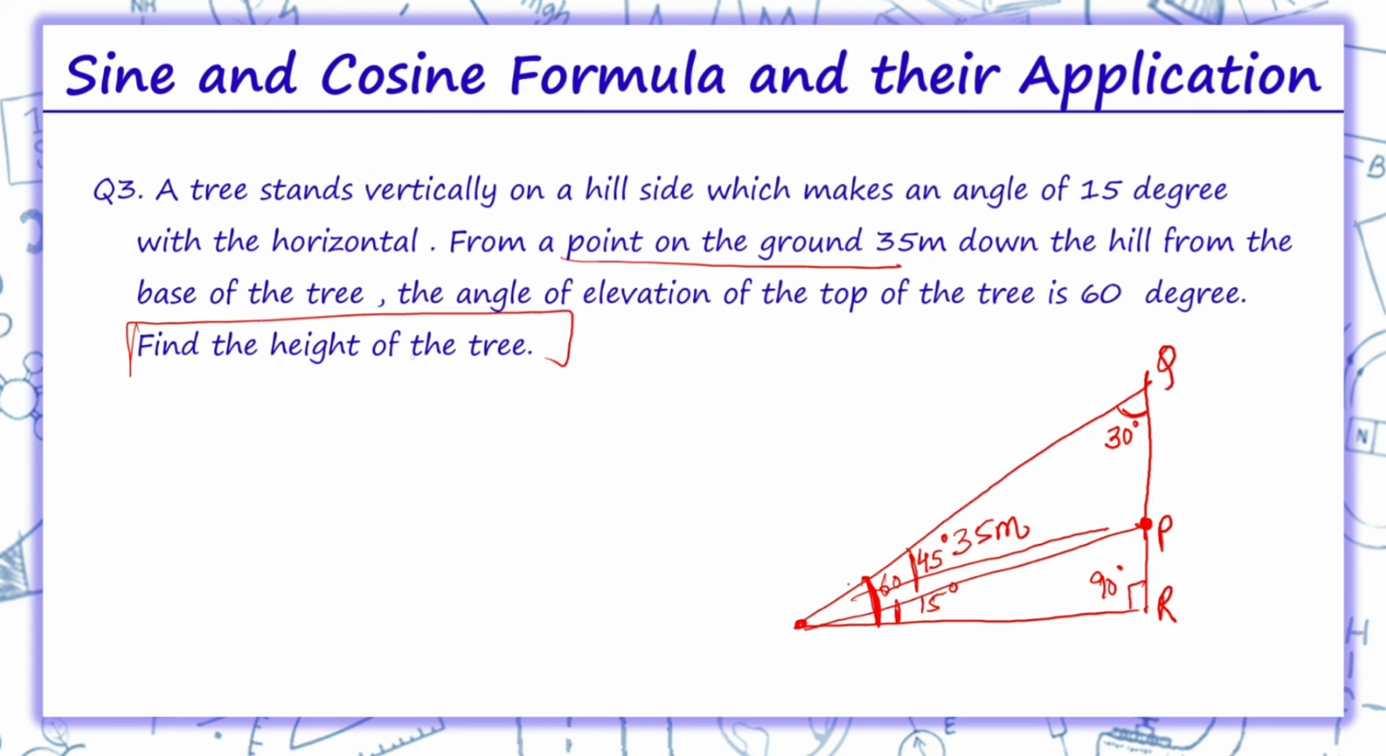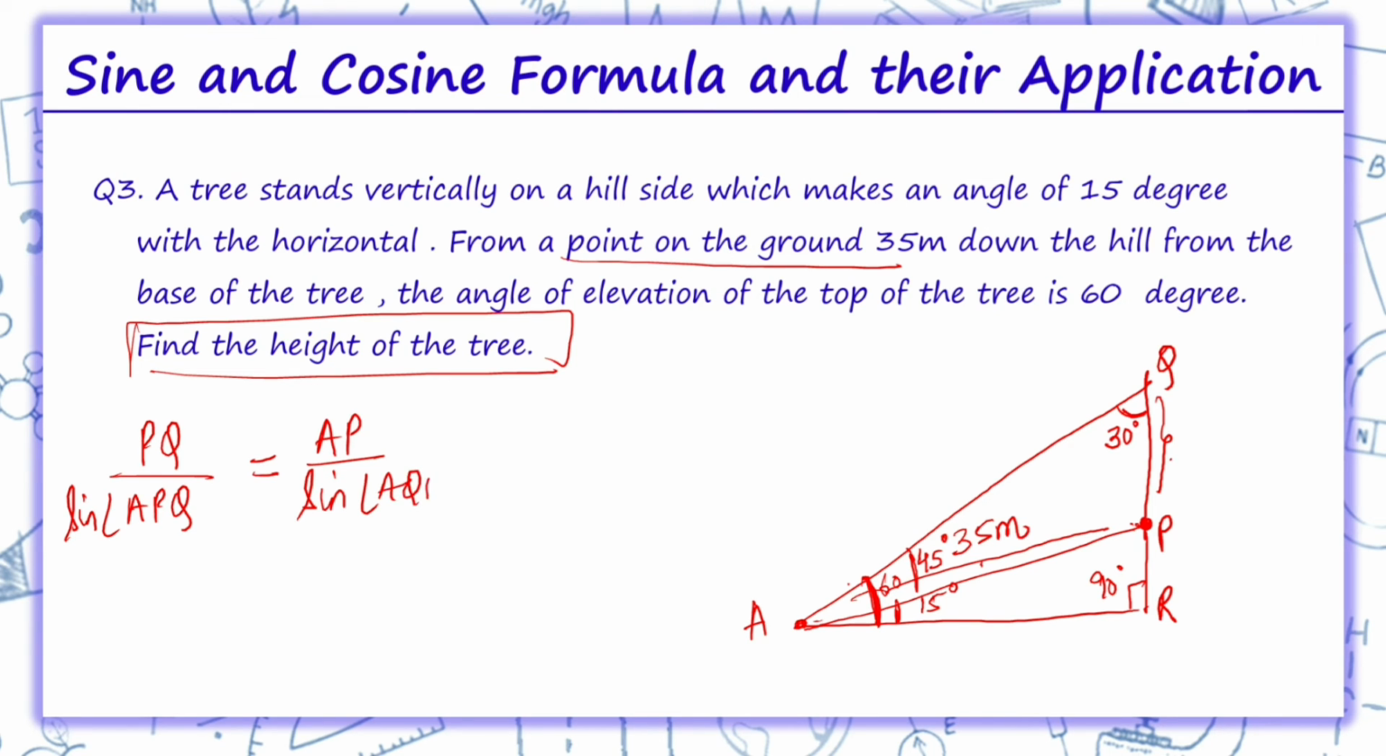So basically we have to find here the height of the tree, that means we have to find PQ. Applying the same concept, when we are talking about PQ, the angle opposite to it will be this PAQ. So PQ upon sine of angle PAQ will be equal to the side we are provided with, that is AP, upon the angle opposite to it, sine of angle AQP. This is how we apply the sine rule, and then we will get the height of the tree.